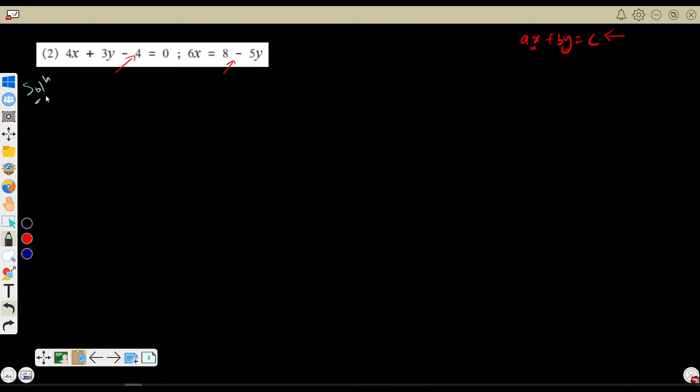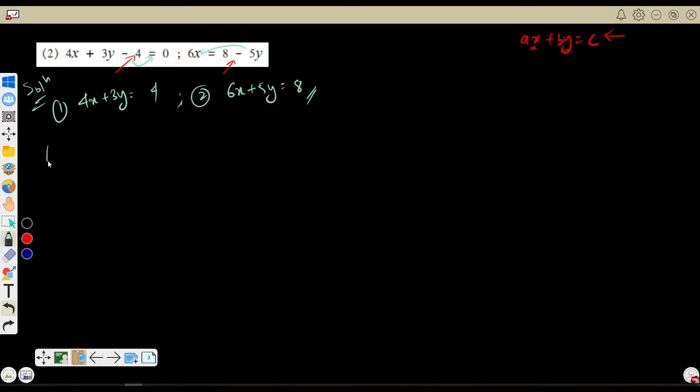If I write the solution, the first equation will be written as 4x plus 3y, and I will shift this 4 on the right hand side. So this will become plus 4. We don't have to write plus, so I erase this plus sign. And the second equation will be 6x. I need to shift this y term on the left hand side. So this will be plus 5y is equal to 8. I hope this is clear to you.